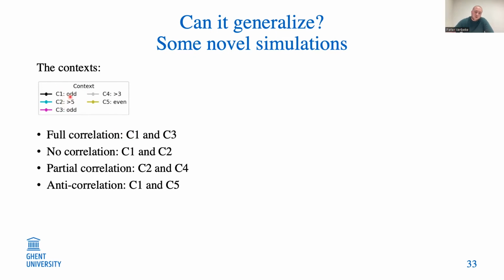Context 1 and 2, odds and bigger than 5, have no correlation. Context 2 and 4, bigger than 5 or bigger than 2, have some correlation. And odd and even are of course anti-correlated. So I have this range of correlation between task rules. And now I want to check whether it can find the structure and use it to generalize.